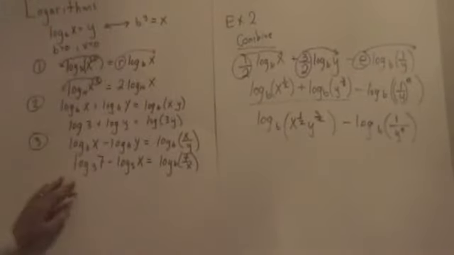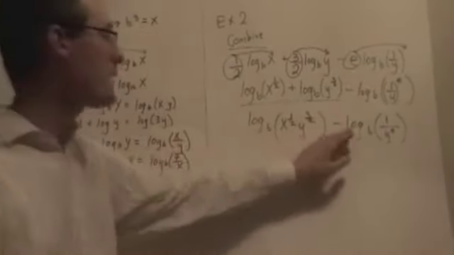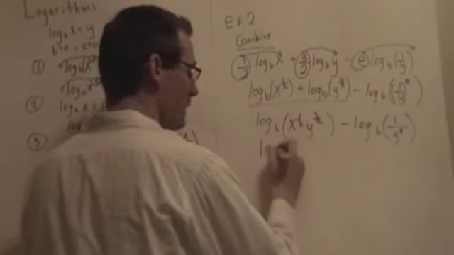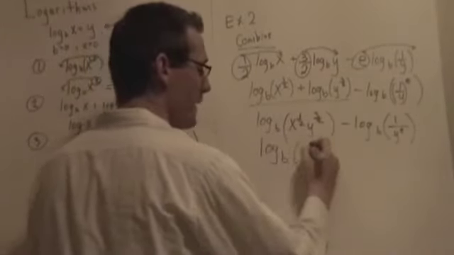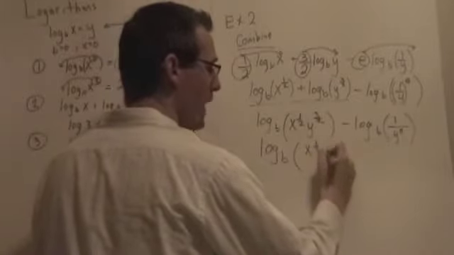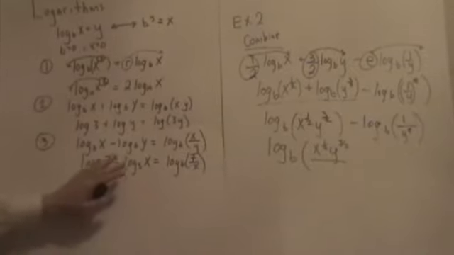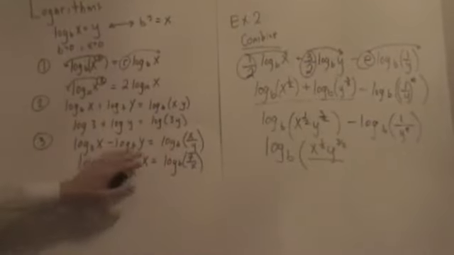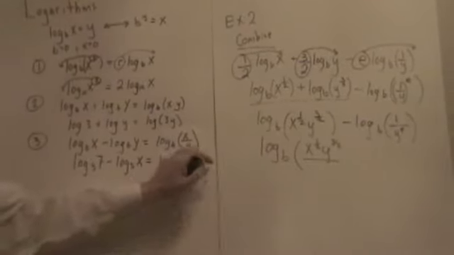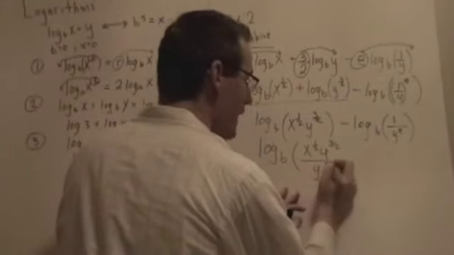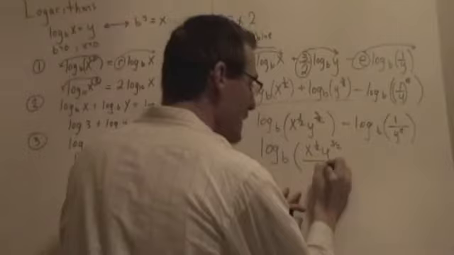Now we're going to utilize property number 3 to subtract these two logs. We're going to get log base b of x to the half y to the 3/2. Again, we're going to go from left to right here. So the difference is going to turn into the quotient of a single log. This is going to be divided by y to the power of e.